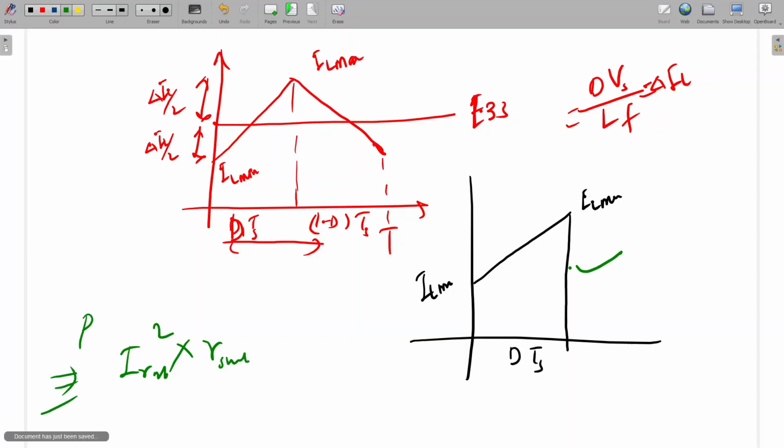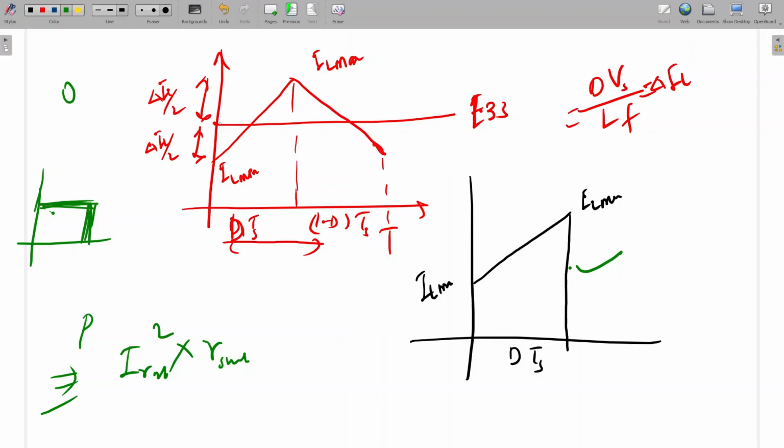Sometimes if ripple is negligible, in that case we can directly assume this as a square wave. No need to go by this formula. Let's say ripple is very less, then no need to go by this one. If ripple is high, then only we should go by this formula. If you calculate by this formula also, the answer will be the same.